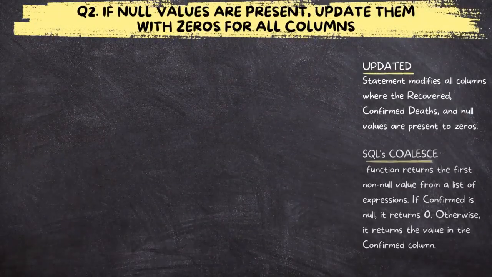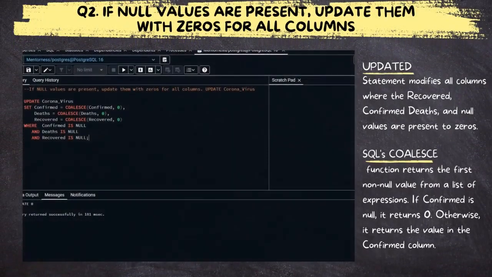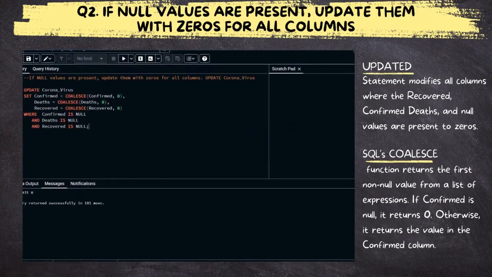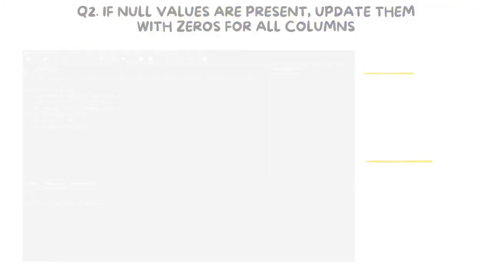In question two, we have to use the update statement for all columns where the recovered, confirmed, and deaths null values are present, setting them to zeros. Also, we use SQL's COALESCE function, which returns the first non-null value from a list of expressions. If confirmed is null, it returns 0. Otherwise, it returns the value in the confirmed column. As a result, our dataset does not contain any null values.